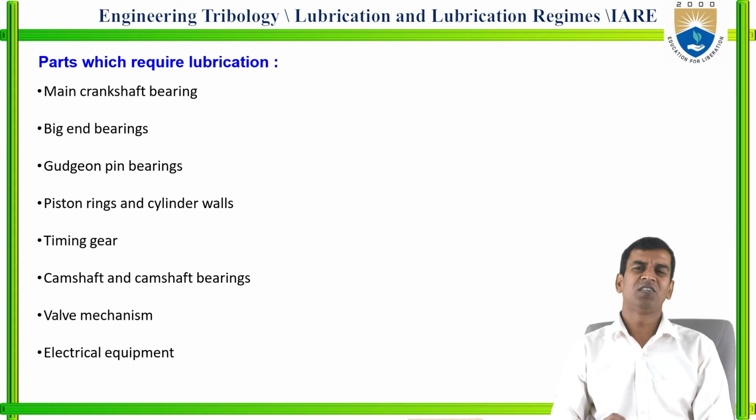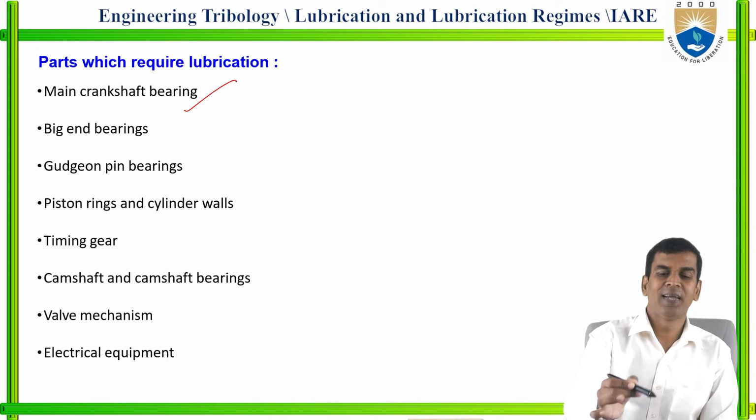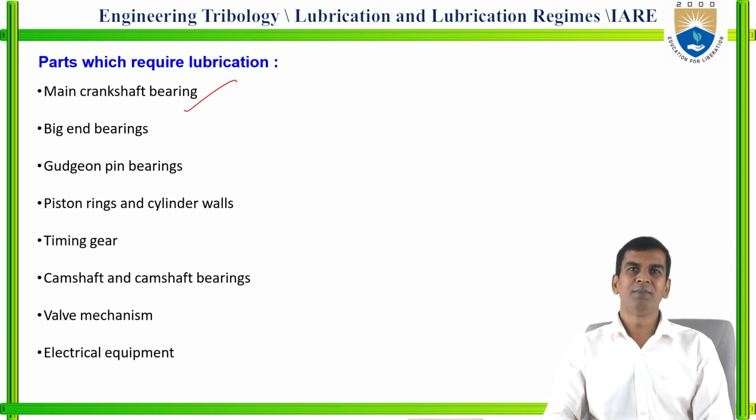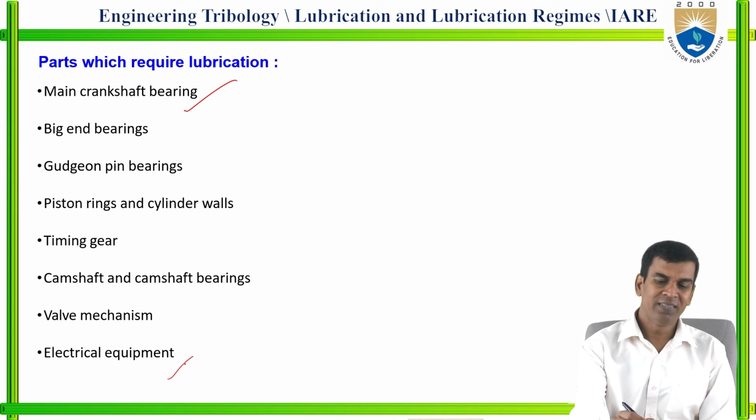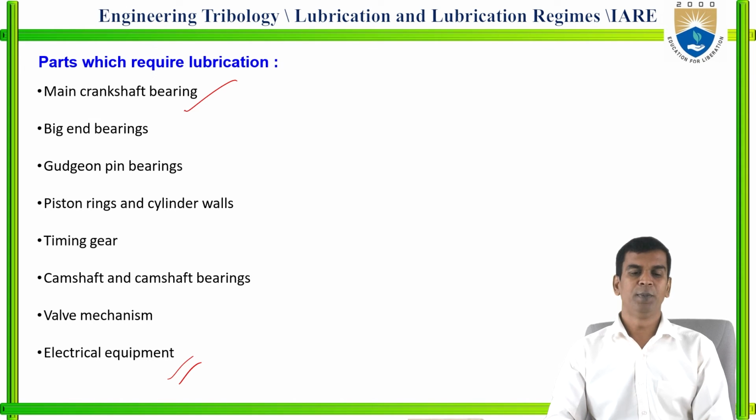What are the parts which generally require lubrication? The parts which generally require lubrication are main crankshaft bearing, big end bearings, gudgeon pin bearings, piston rings and cylinder, timing gear, camshaft and the camshaft bearing, valve mechanism and the electrical equipment. These are the general parts in the automobile which basically require lubrication.